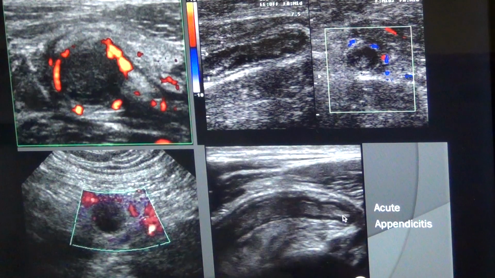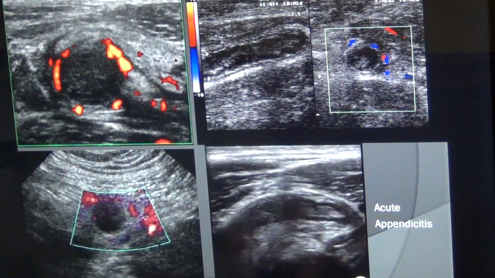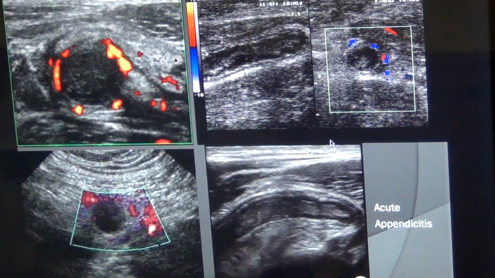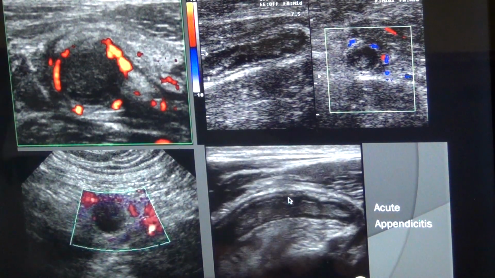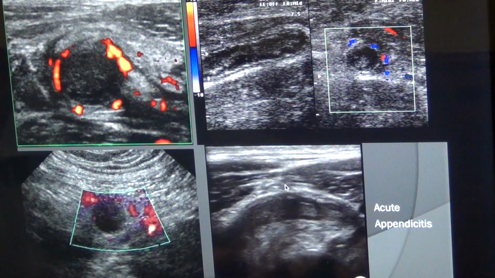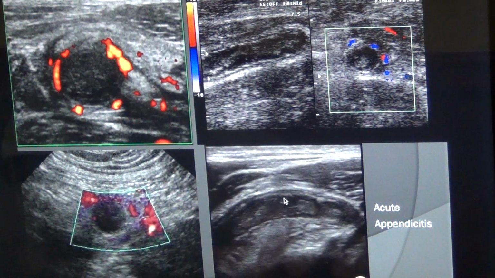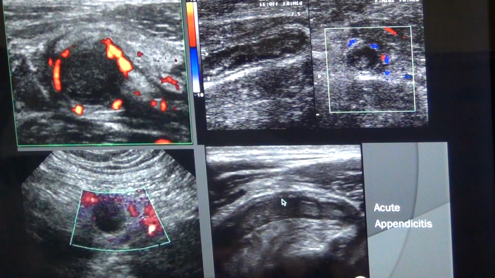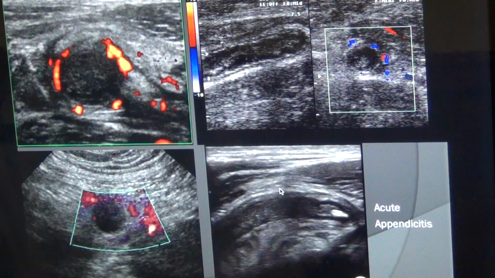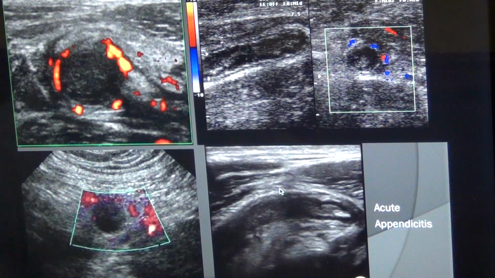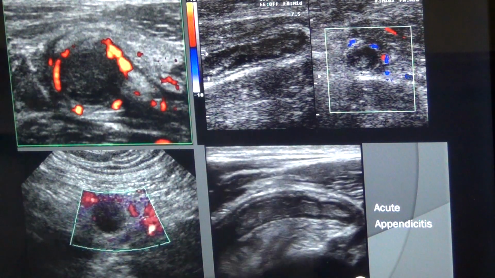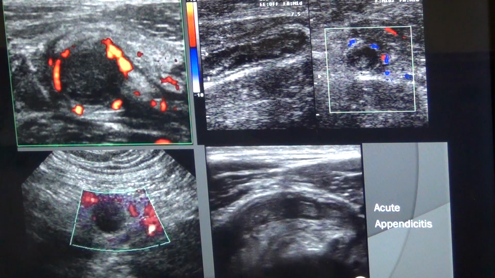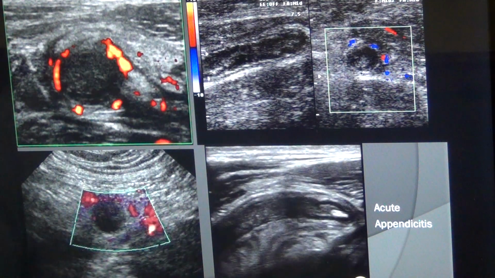You can say, oh, this is a fecalith. Could be the fecalith is a stone formation due to long, prolonged obstruction. And look at the thickness of the appendix. Definitely, if you measure, it will be greater than 3 millimeter. And if you click the color, then you will see the hypervascularity, both in sagittal view and the transverse view.